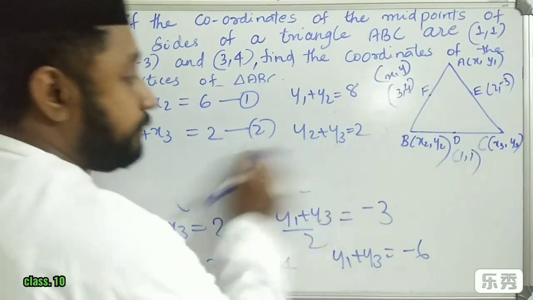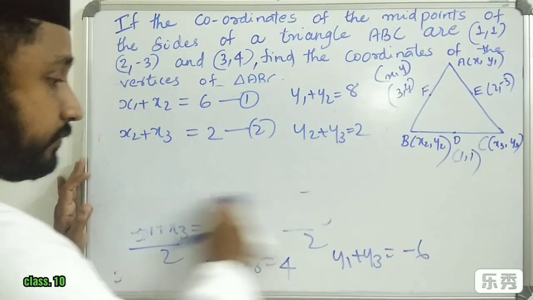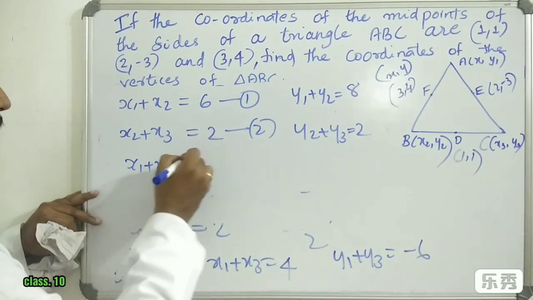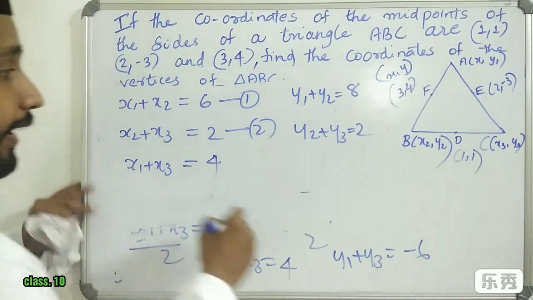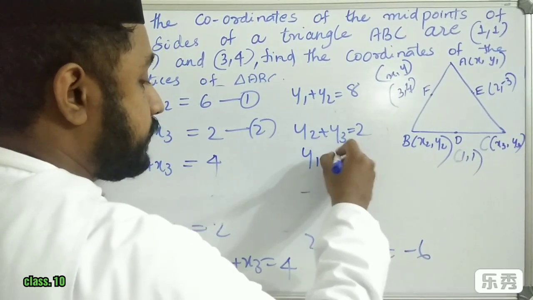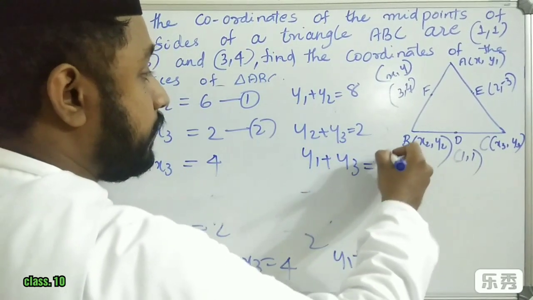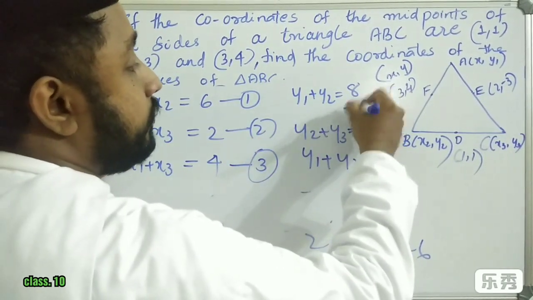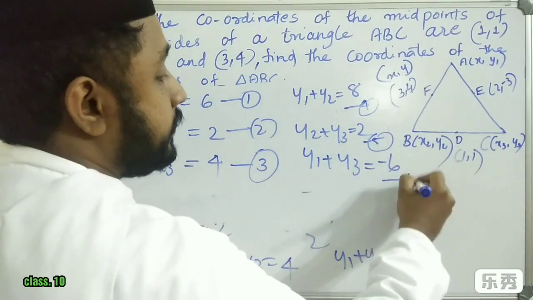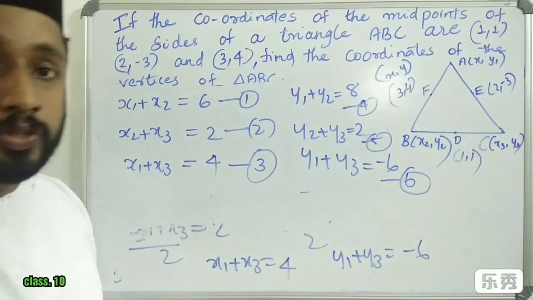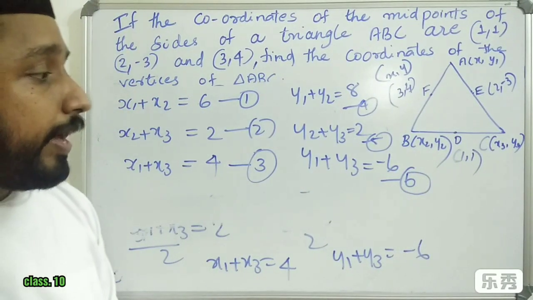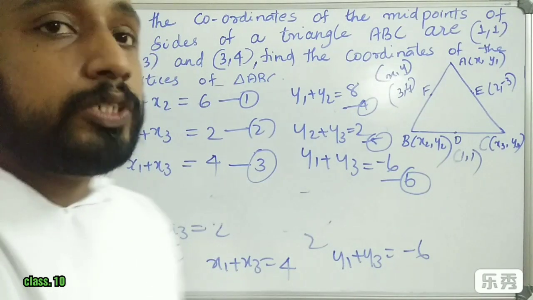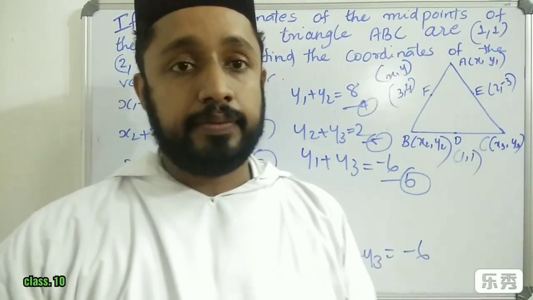x1 + x3 is equal to 4, and y1 + y3 is equal to -6. So this is equation number 3. Then we can get this as 4, this is 5, and this is 6. Solving 1, 2, 3, 4, 5, and 6, we will get the values of x1, y1, x2, y2, x3, y3.